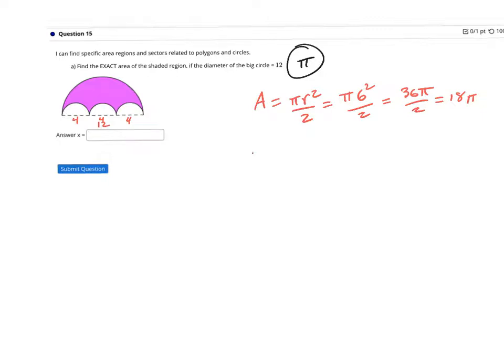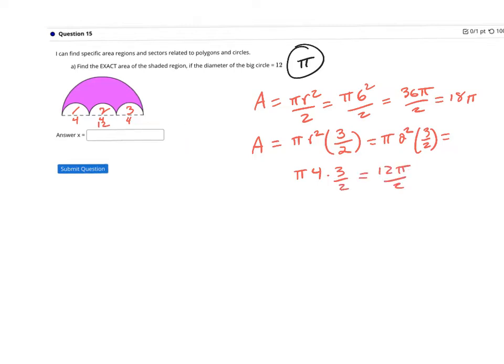Now, to find the area of the smaller half circles, we have to do again pi r squared. But now instead of dividing by 2, notice I have 1, 2, 3 half circles. So that's 3 halves of circles that I have, so that's the fraction I need to multiply by. So we're going to have pi times 2 squared times 3 halves. So that's going to be pi times 4 times 3 halves, which will be 12 pi divided by 2, which is equal to 6 pi. So the area of the 3 small half circles is 6 pi.